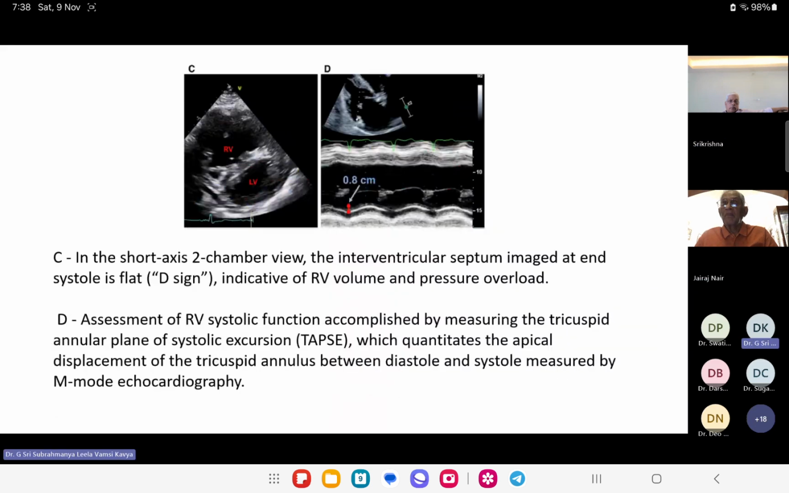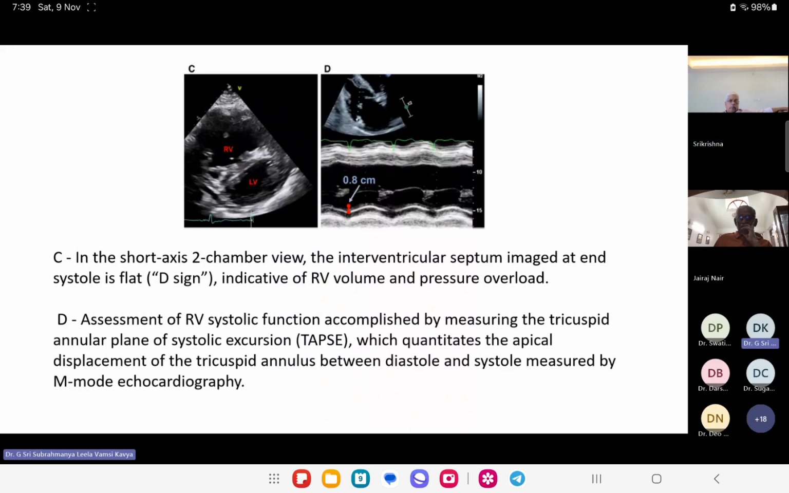This is a short axis view, and the first image depicts the interventricular septum imaged at end systole, which is flat, suggesting a D sign, indicative of RV volume and pressure overload. The second picture depicts measuring the TAPSE, which quantitates the apical displacement of the tricuspid annulus between diastole and systole, measured by M-mode echocardiography.